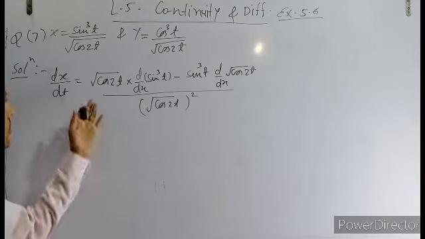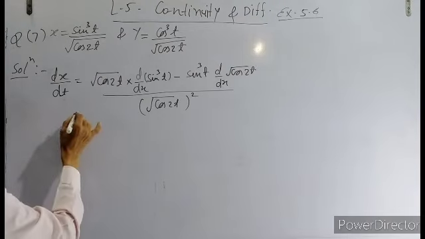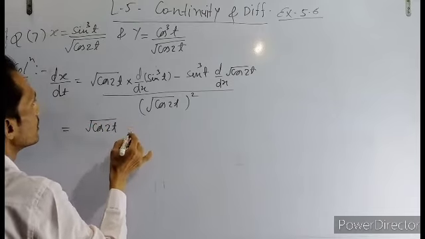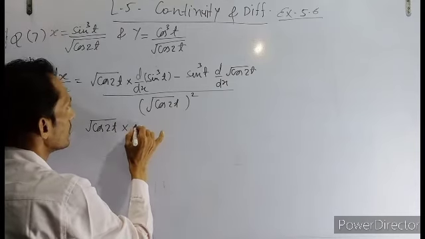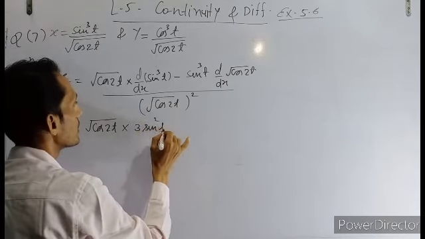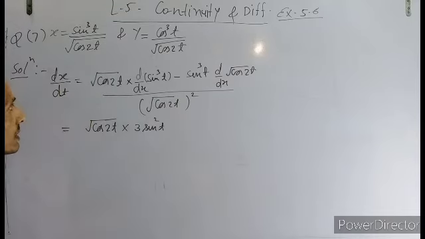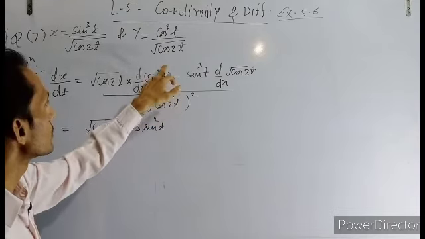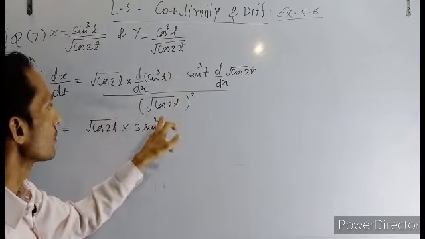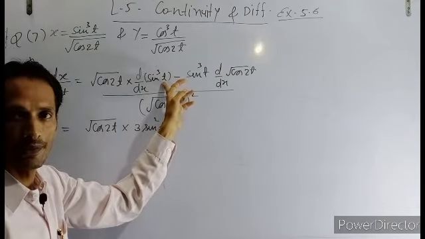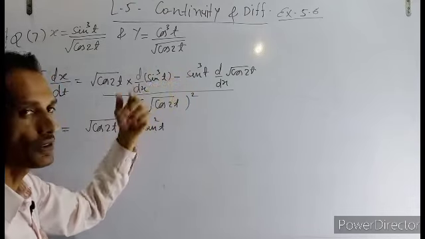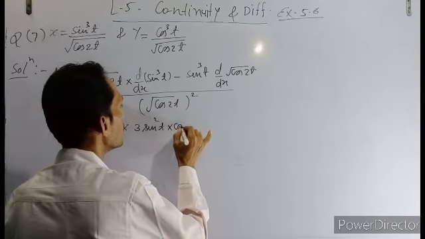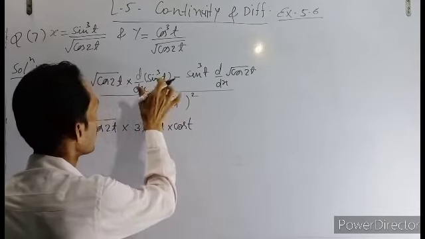Okay, now what can we do? Just simplify. Under root cos 2t into the derivative of sin cube t, which will be 3 sin square t into sin t. You can see that it is a composite function, just like x raised to the power n. So 3 will come here and the power reduces by 1. Also sin t is another function inside, so what is the derivative of sin t with respect to t? The derivative of sin t is cos t, into cos t. Okay, this is all about this part.